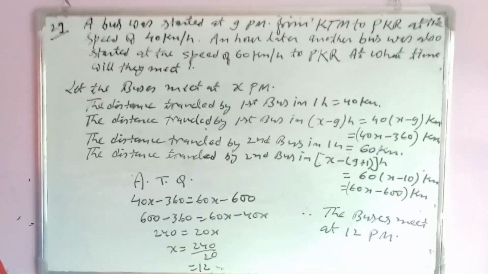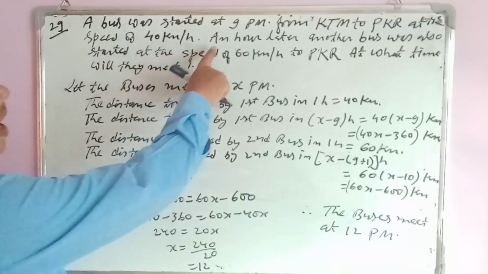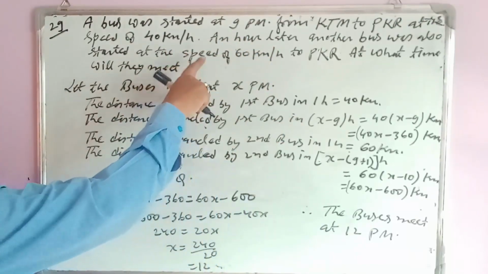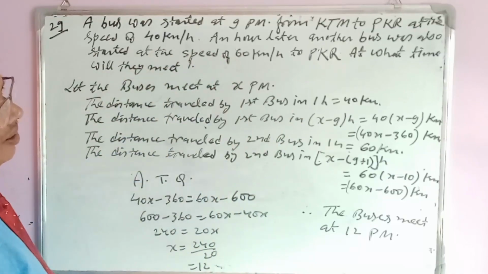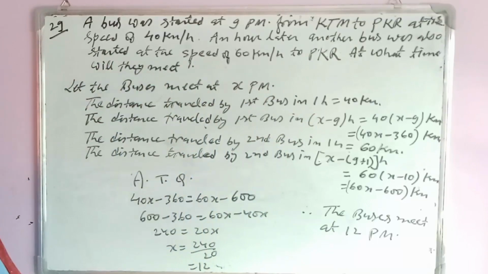Question number 29. A bus was started at 9 p.m. from Kathmandu to Pokhara at the speed of 40 km per hour. An hour later, another bus was also started at the speed of 60 km per hour to Pokhara from Kathmandu only. At what time will they meet?